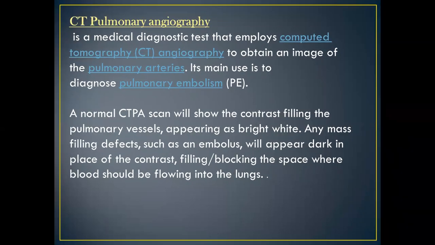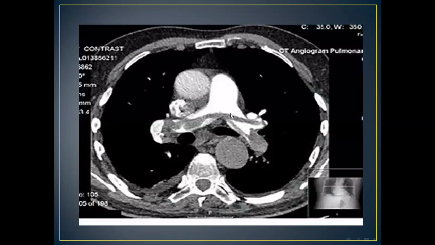Additional investigations: we have CT pulmonary angio. It is used to identify the pulmonary arteries, and its main use is to diagnose pulmonary embolism. Normal scan will show the contrast filling the pulmonary vessels, and it will appear bright white. Any filling defect represents an embolus, as shown in this section. This is the main pulmonary artery, right and left, and this is an embolus which is called straddle embolus because it involves both branches, the right and the left.